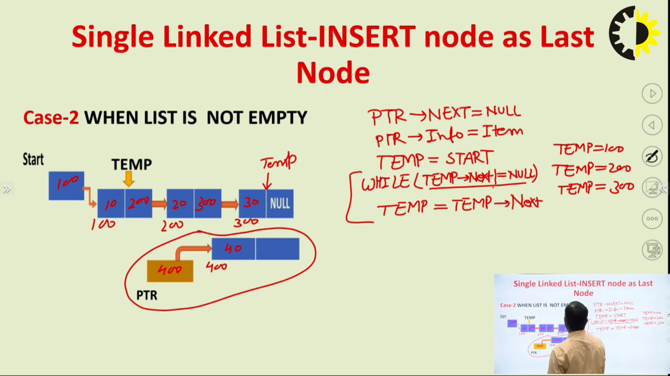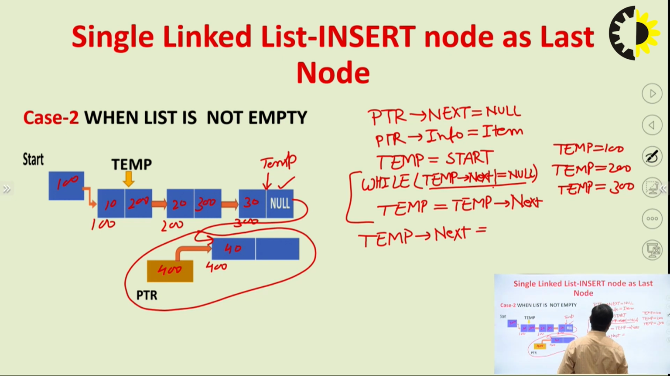Now where do we have to change? We have to change the address field of the currently last node. Now it will contain the address of the newly inserted node as a last node. So after the while loop, temp arrow next will contain 400, the address of the newly inserted node as a last node.